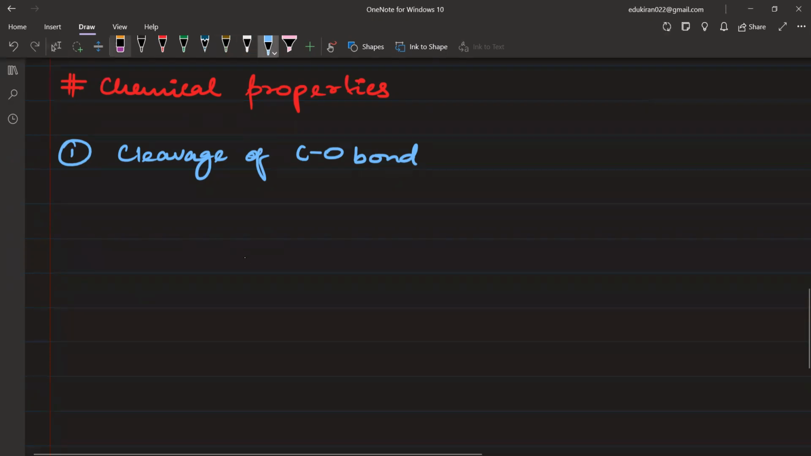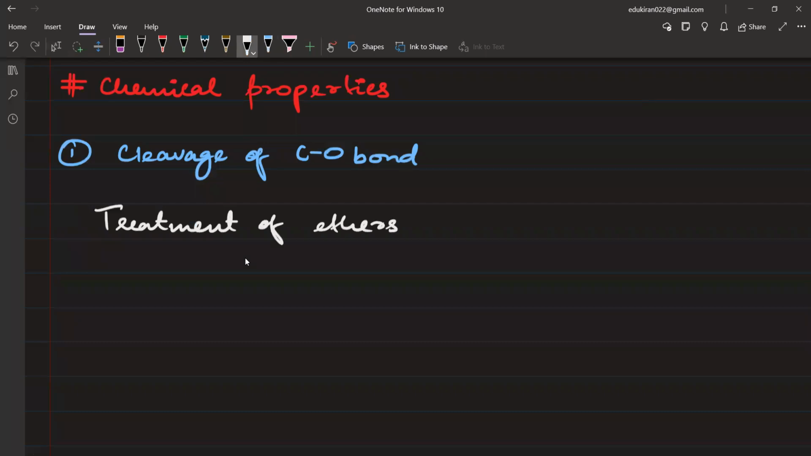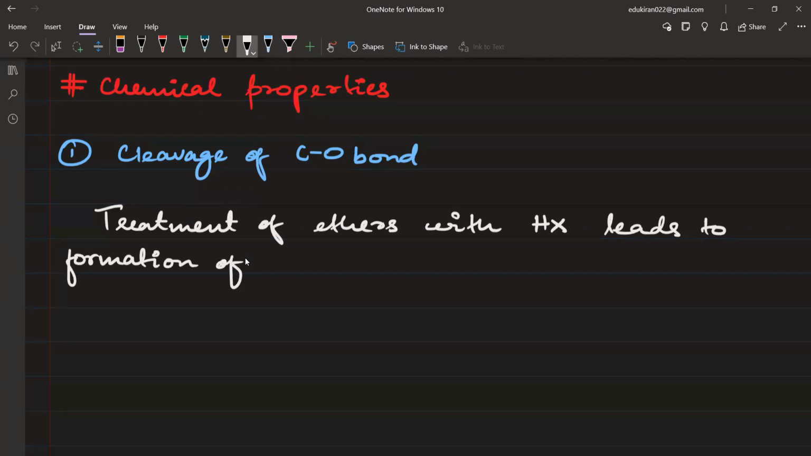Cleavage of CO bond, please write. Treatment of ethers with halo acids, or we can say hydrogen halides, HX, leads to formation of alcohol and alkyl halide.